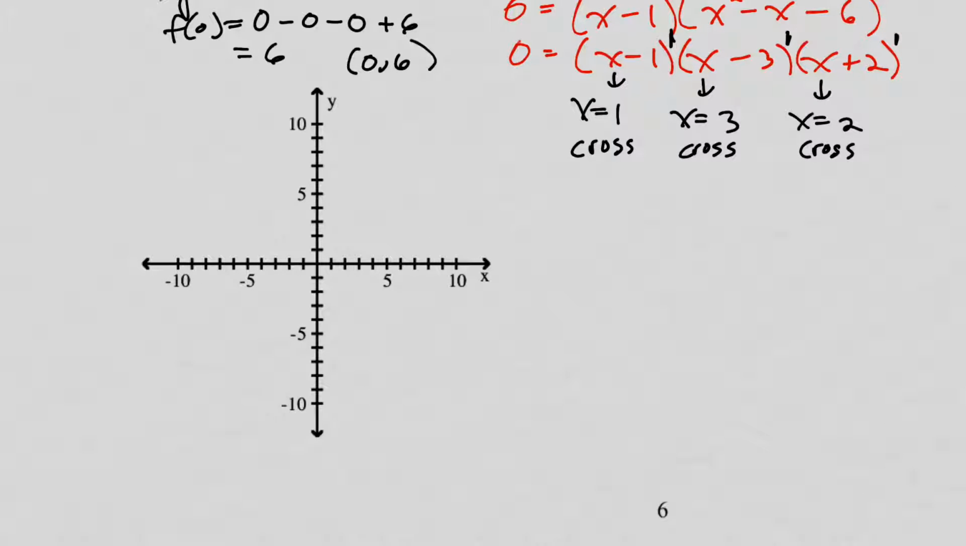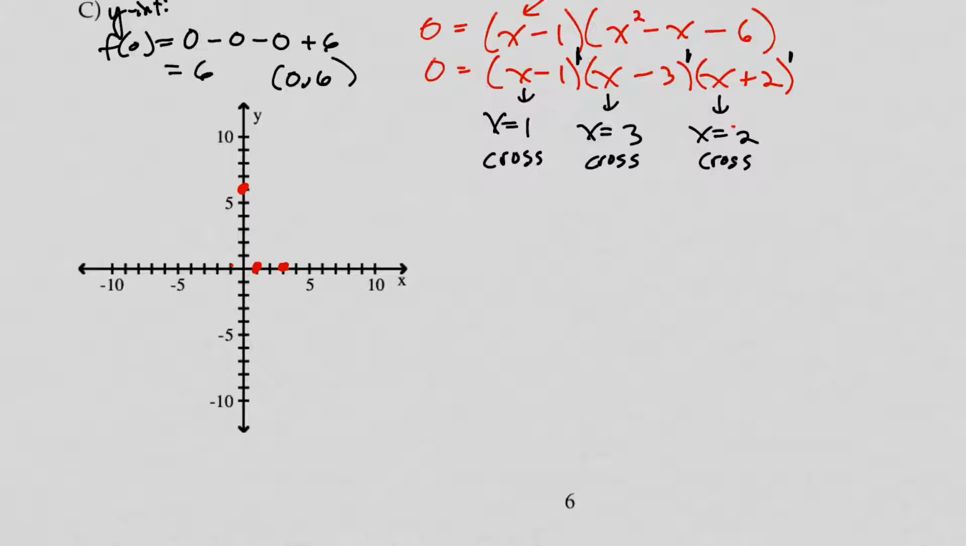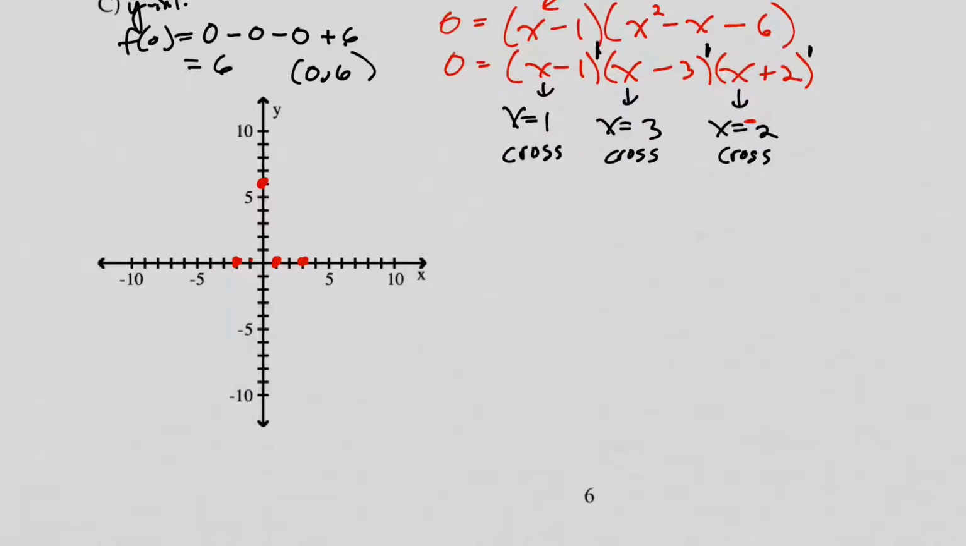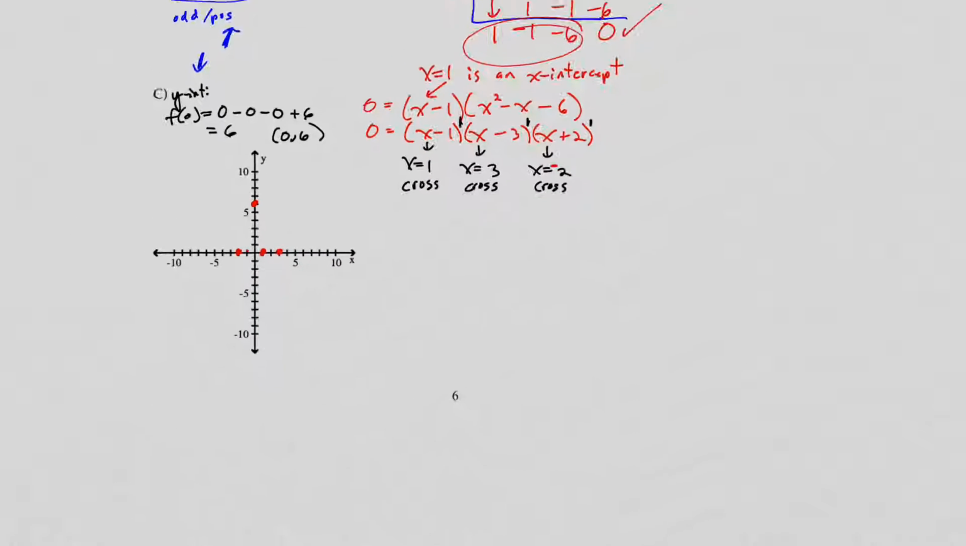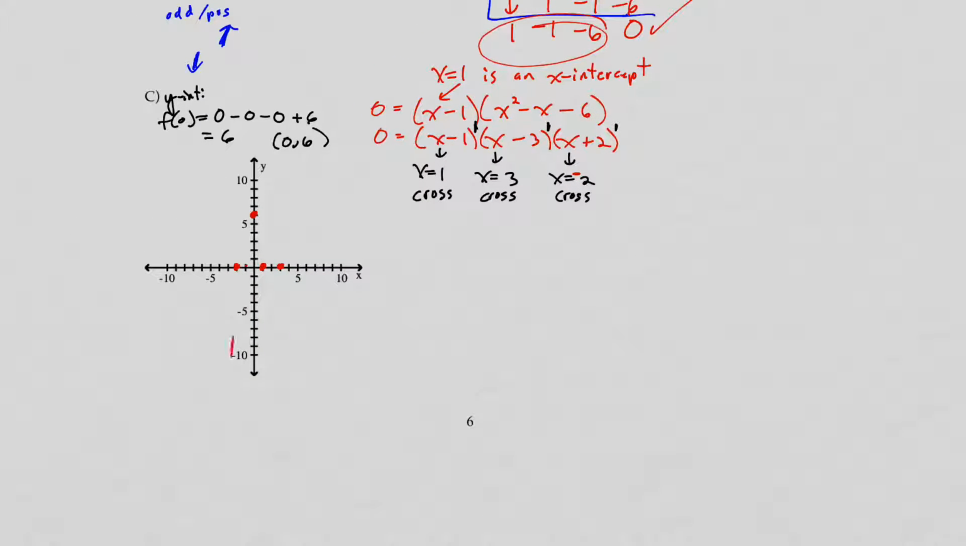Okay, so let's graph this thing. Y-intercept right there, that's 6. We have a 1, we have a 3, and we have a, it's supposed to be negative 2, sorry. This is supposed to be negative 2, so right there. And our end behavior says it should be down here on the left side. On the right side, it should be going up. So now we just fill in the blanks.